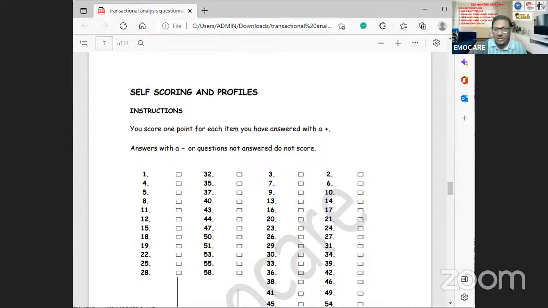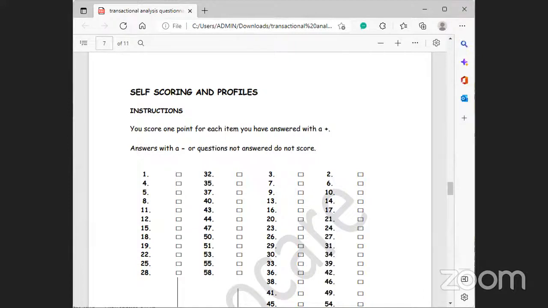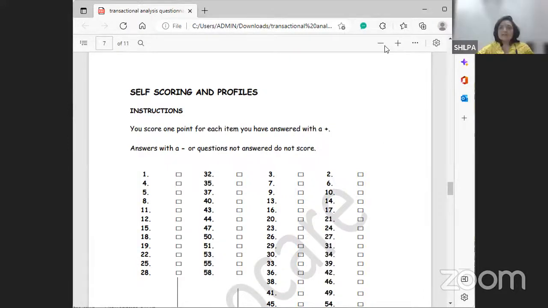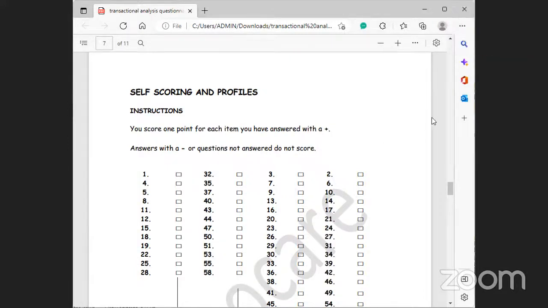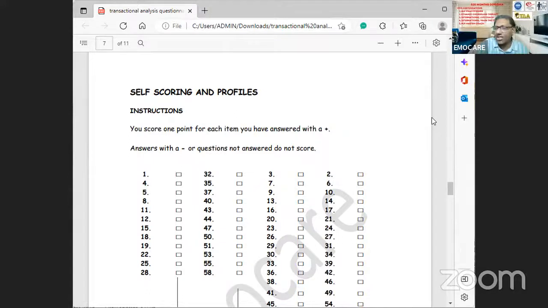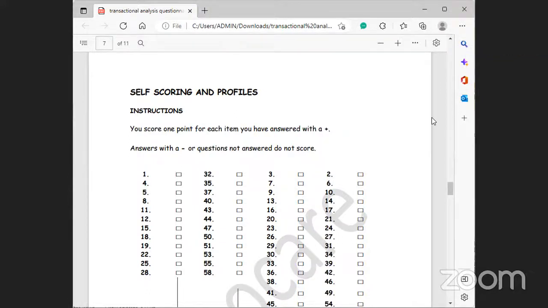Any doubts? So this is done, sir. It is not an answer. Okay. Team, please mute your calls. Pramod, please mute your call. Pramod.